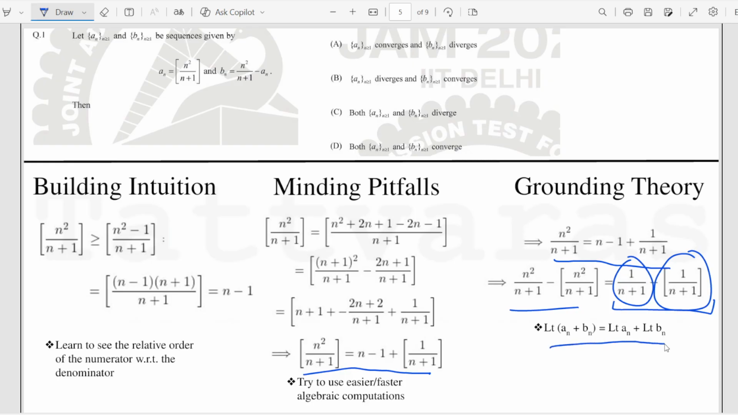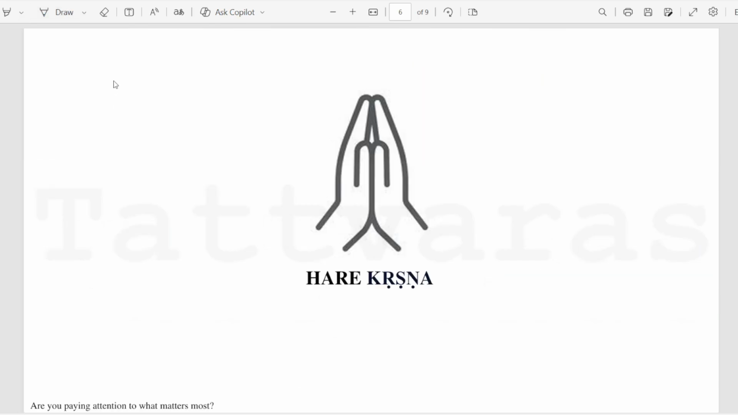And it's basic theory that we are isolating this big expression into individual parts, and the limit of this is the sum of individual limits. That's all. Quite an easy start to the question if we were to time travel back and give the exam with the same question paper.